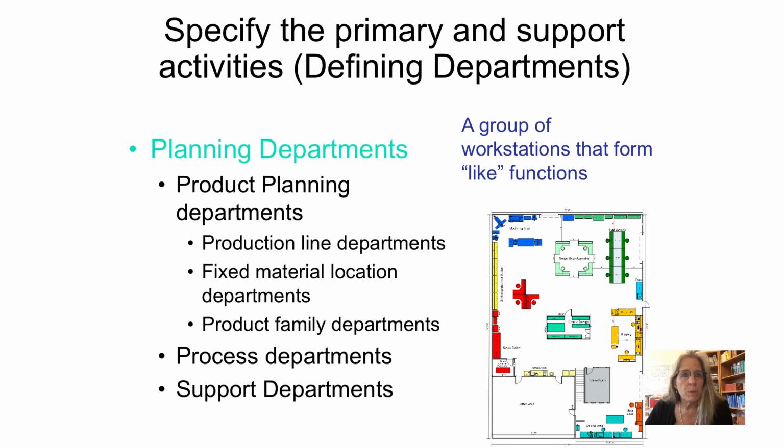So when we look at this, we're going to be able to plan what's going on in the facility by looking at the functions within the facility. And we call a group of workstations with like functions a department, or planning department. There are really three major types of planning departments. One is a product planning department, and we'll go over various types of that. Then there are process departments, and support departments.